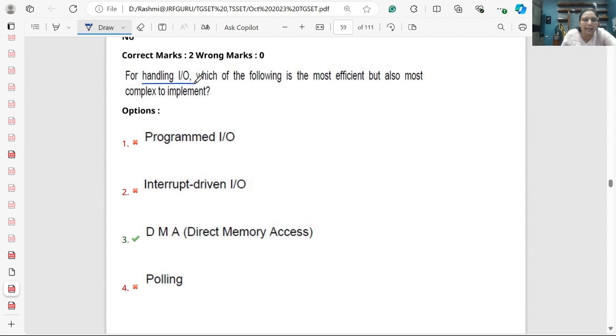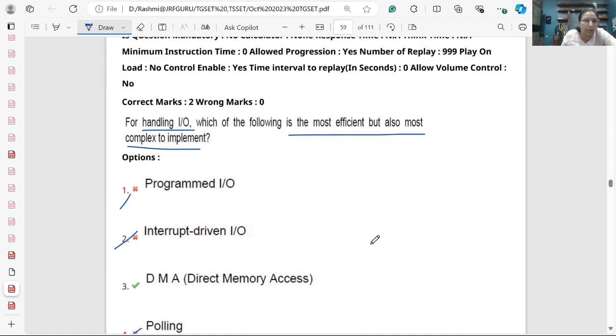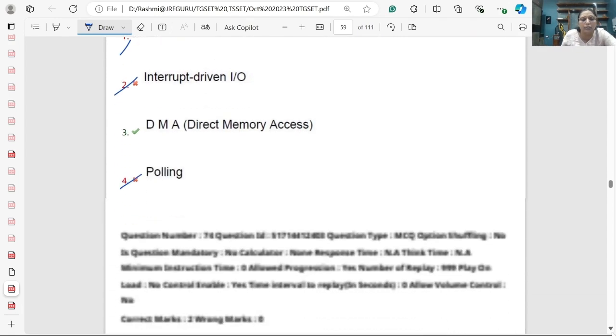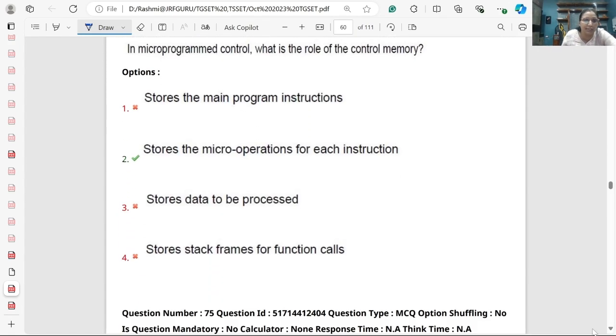For handling input output, which of the following is the most efficient but also the most complex to implement? Programmed IO, interrupt IO, and polling. Among all three, direct memory access is difficult to implement, but most efficient.